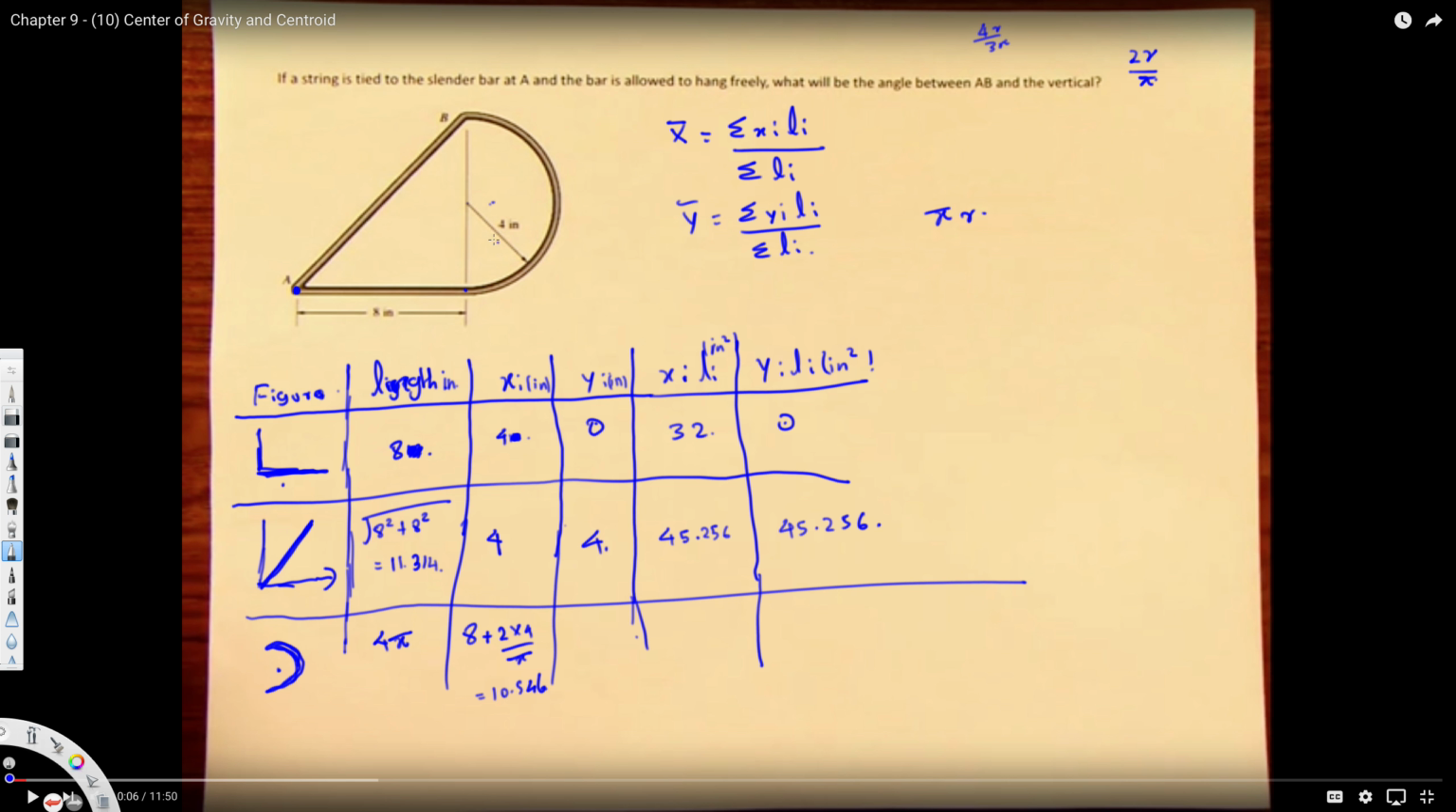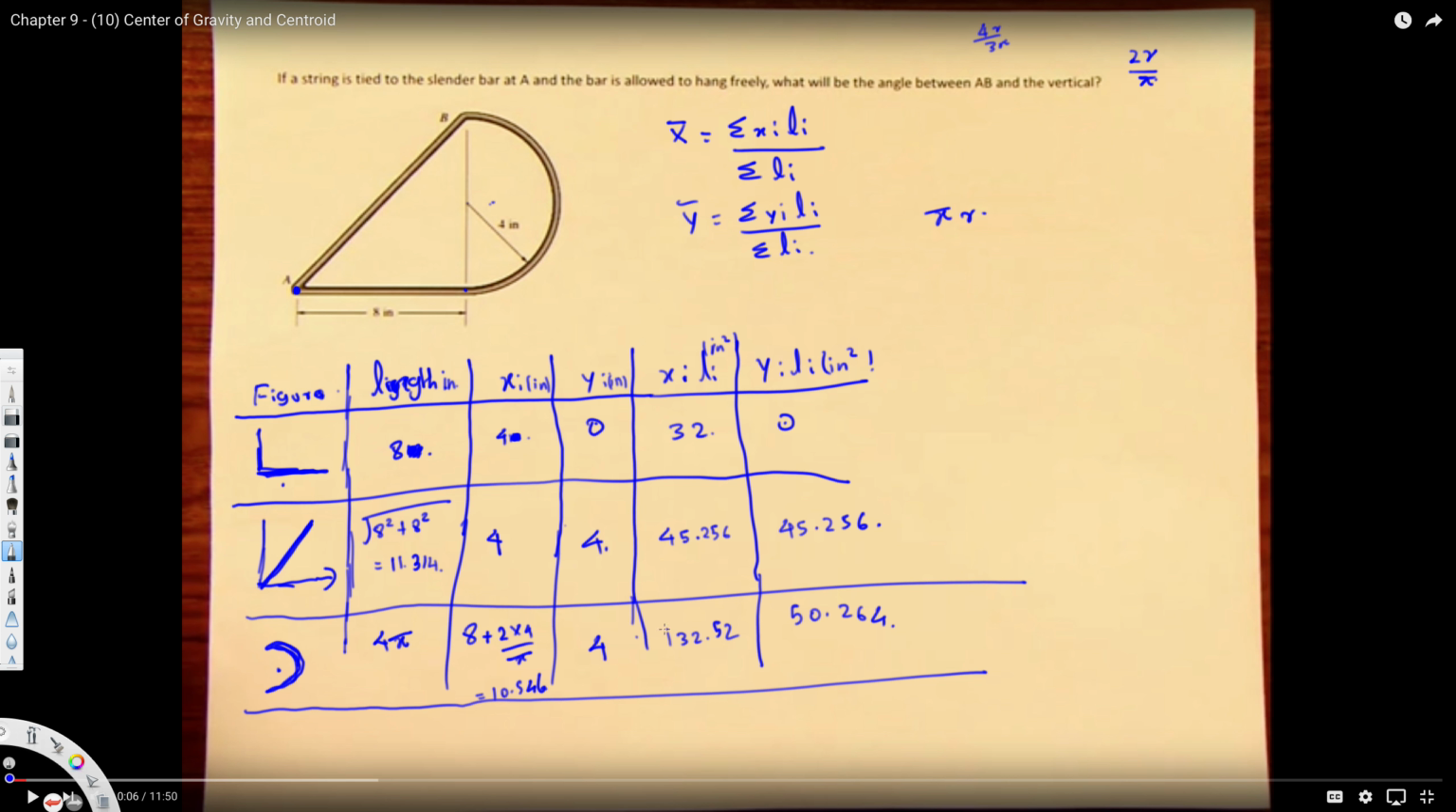Then y is going to be exactly in the middle, so we know the diameter is 8, so it's going to be 4. Then if I multiply xi and li, that's going to give us 132.52, and if I multiply yi and li, that's going to give us 50.264. Now we go to all the values.